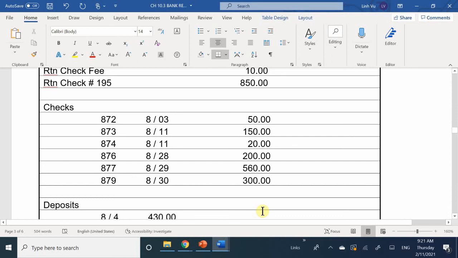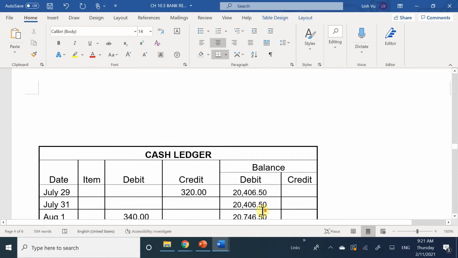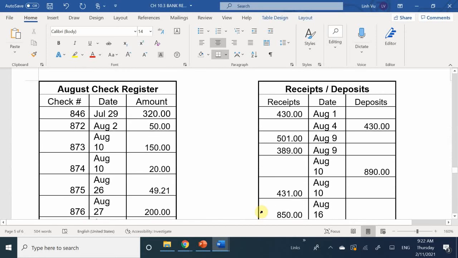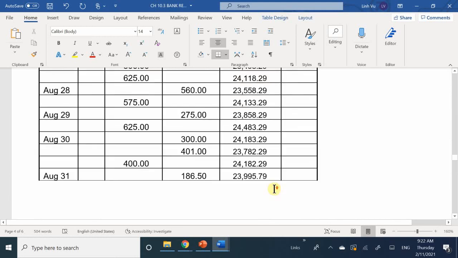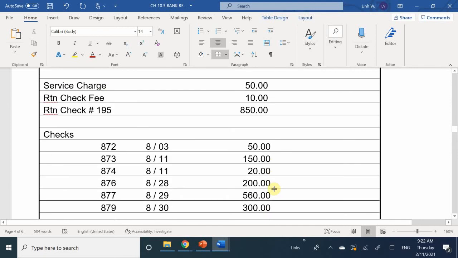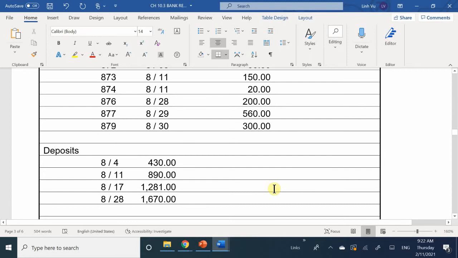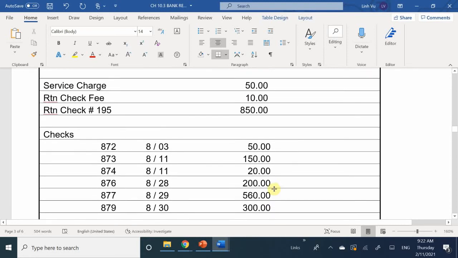1, 2, 3, 4, 5, 6. Only 6 out of 11. So that means we have to go through these and make sure which checks have actually cleared. So let's take a look. Did check number 846, 872, 873, did all those clear? 846 did not. Okay, so that's definitely something we need to keep in mind.